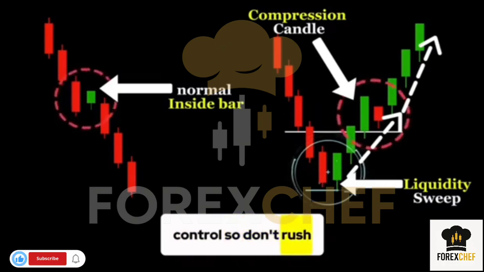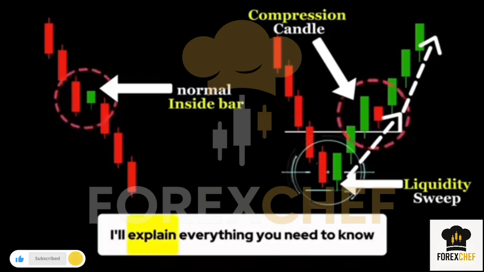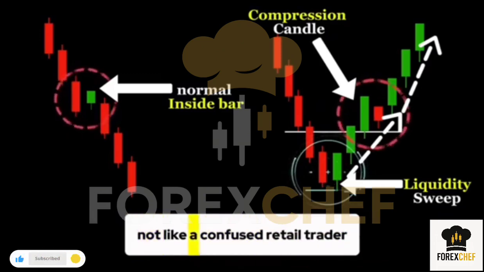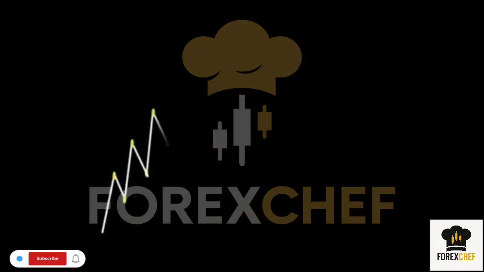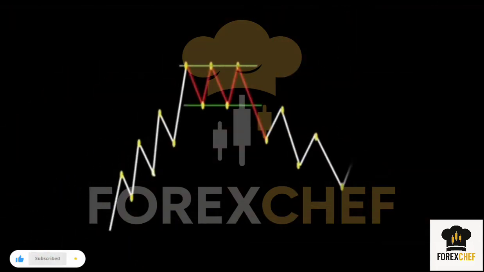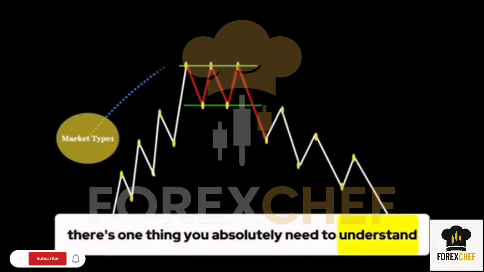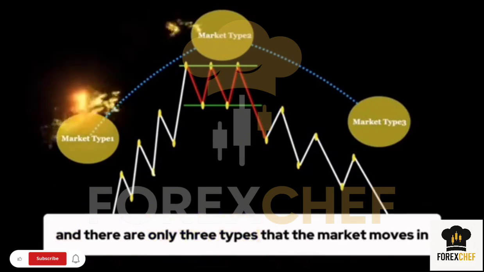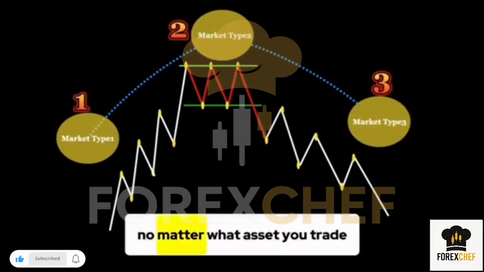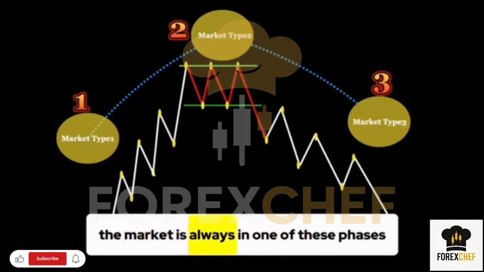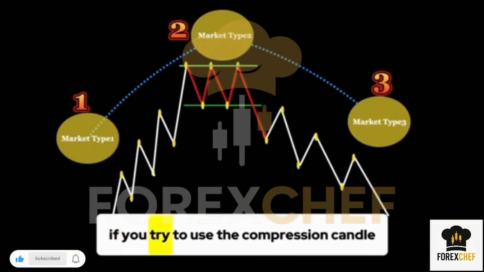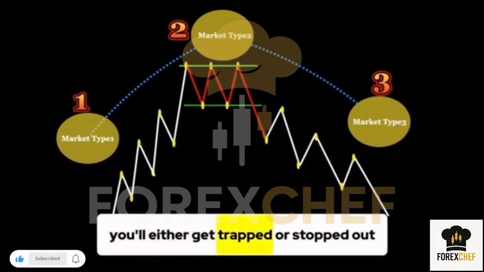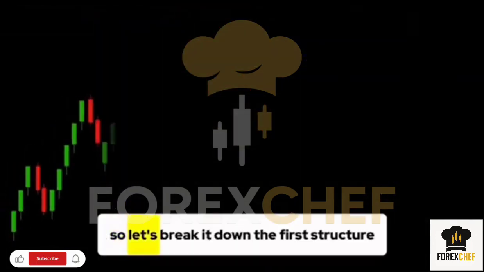So don't rush, because in this video, I'll explain everything you need to know so you can start trading like a market maker, not like a confused retail trader. Before we dive into how to use the compression candle, there's one thing you absolutely need to understand. It's called market structure, and there are only 3 types that the market moves in. No matter what asset you trade, the market is always in one of these phases. If you try to use the compression candle without knowing which phase you're in, you'll either get trapped or stopped out. So let's break it down.